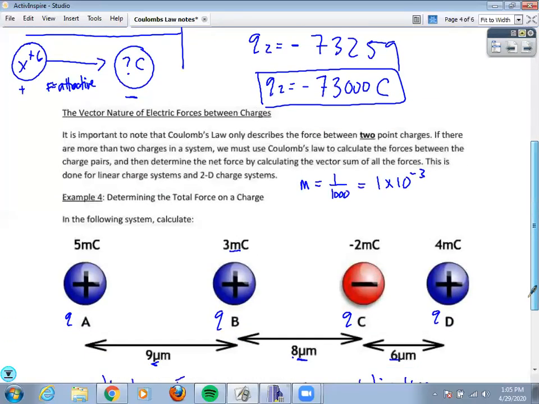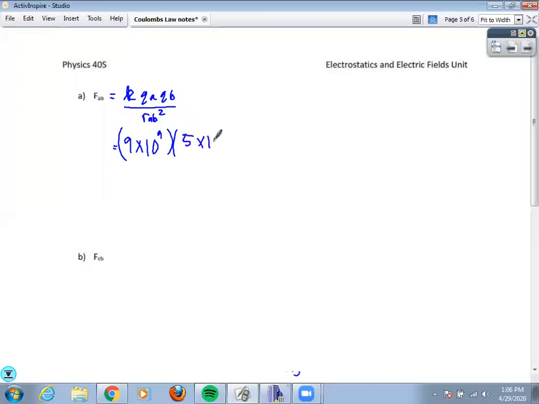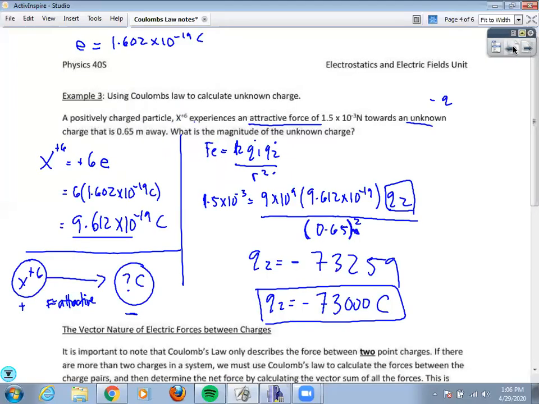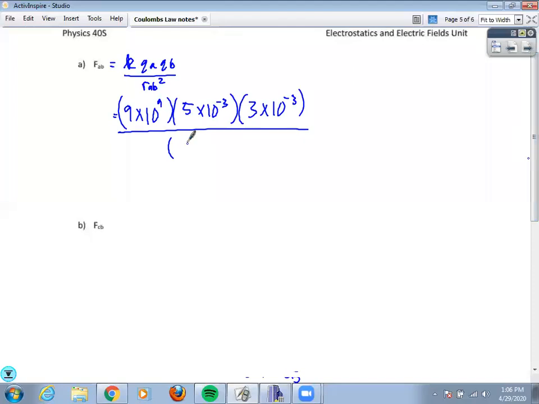So A is 5 millicoulombs and B is 3 millicoulombs. 5 times 10 to the minus 3 times 3 times 10 to the minus 3 divided by the distance between them squared. The distance between A and B is 9 micrometers, or 9 times 10 to the minus 6. So that would be 9 times 10 to the minus 6 squared. Okay, and we'll get a number. And we know that it's going to be in the positive direction. Come back and do the plug and chug after.